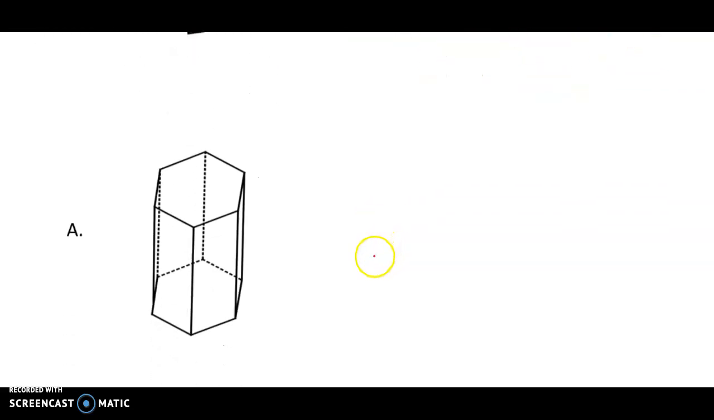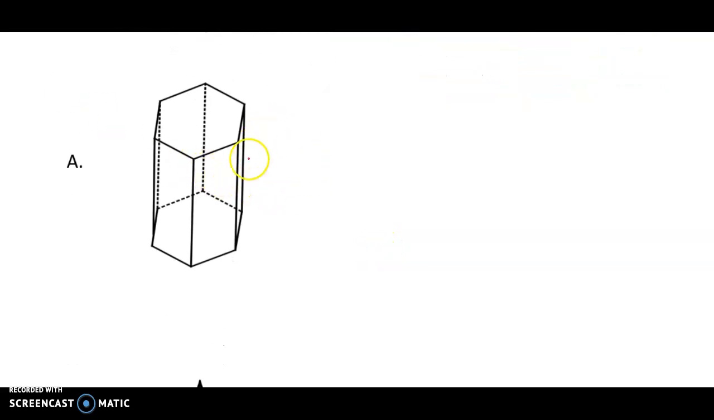So if I scroll to my first choice, I see I've got a prism here, and on the top I've got a 6-sided figure, or face, which would be my hexagon. And I can see I've got another one there on the bottom. So I've got 2 hexagons. And then around the sides, I can see I've got 1, 2, 3, 4, 5, and 6 rectangles.